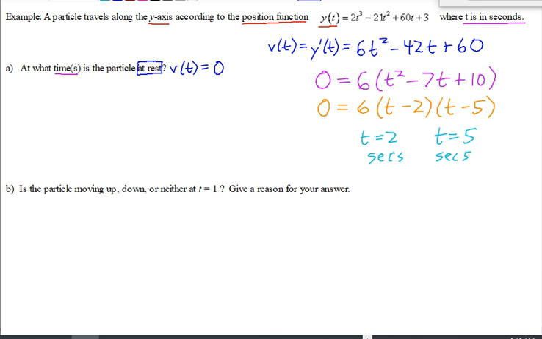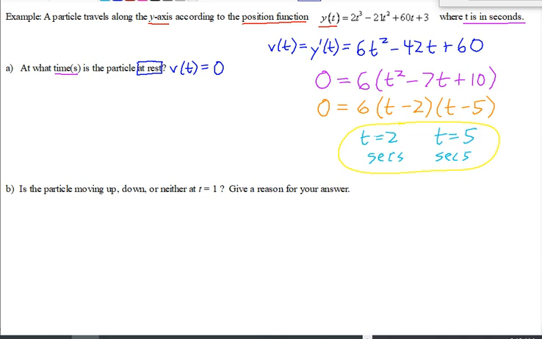The significance of the particle being at rest, besides the fact that it's not moving, is that it's at rest for just an instant because that's usually when it's about to change direction. Not always, but usually that's when the velocity is about to change from positive to negative or from negative to positive.